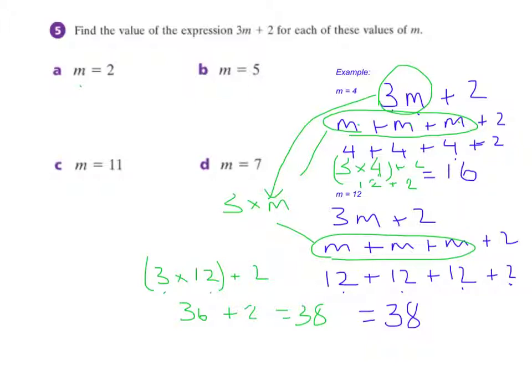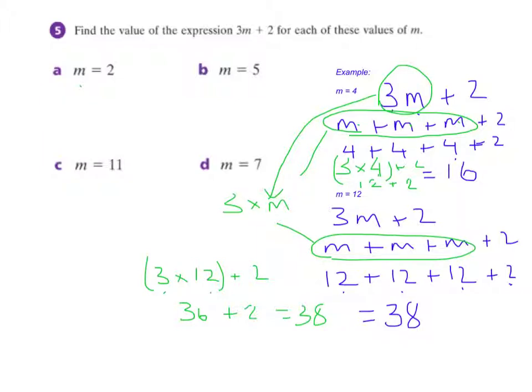So how would I want my setting out to be? Well, you need to go 3 times 2 plus 2, and then equals 3 times 2 is 6, plus my 2 on the end equals 8. So that's one lot of setting out. So you can do it like that, or you can do it this way.